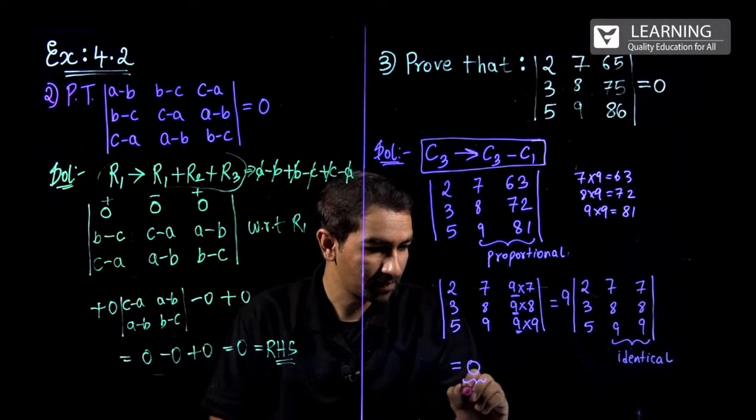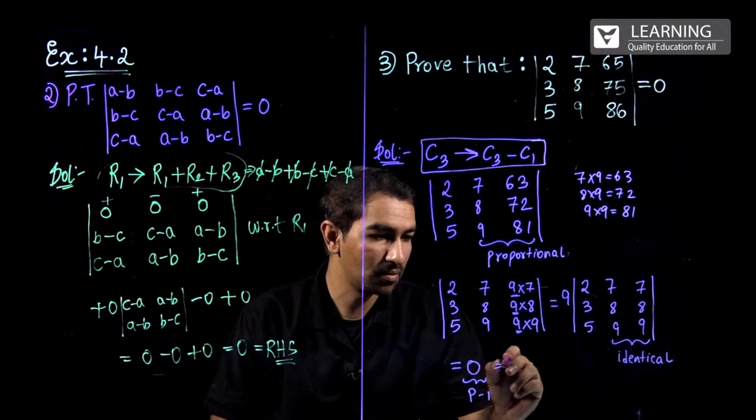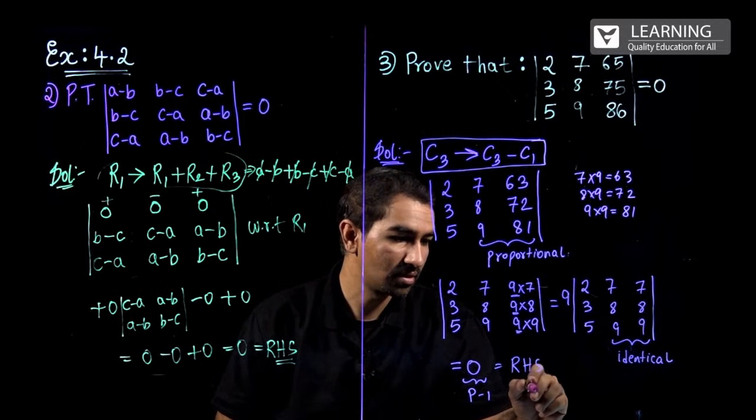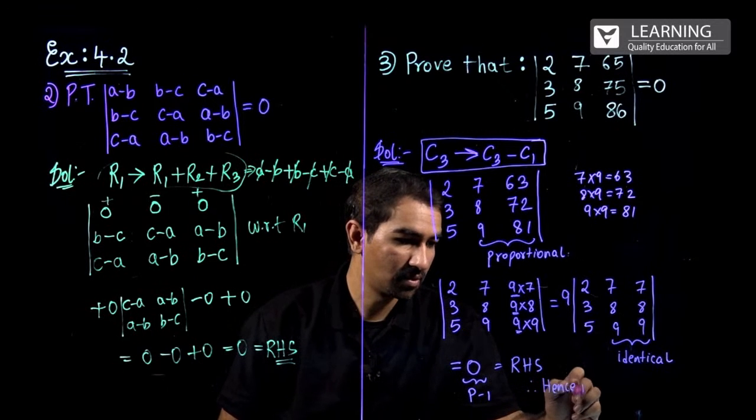How do we know this? From property 1 of determinants, which is equal to RHS. Therefore, hence proved.